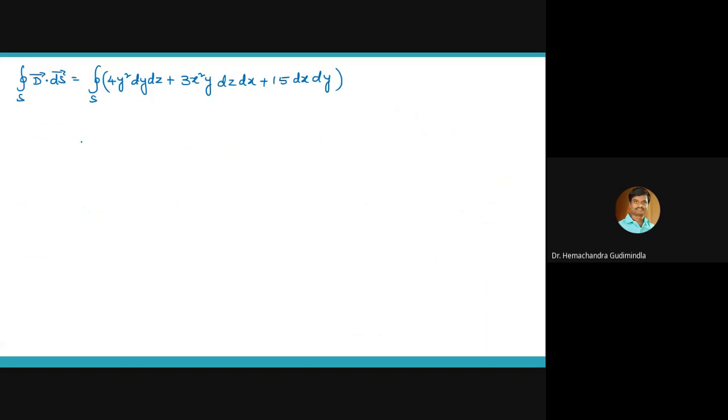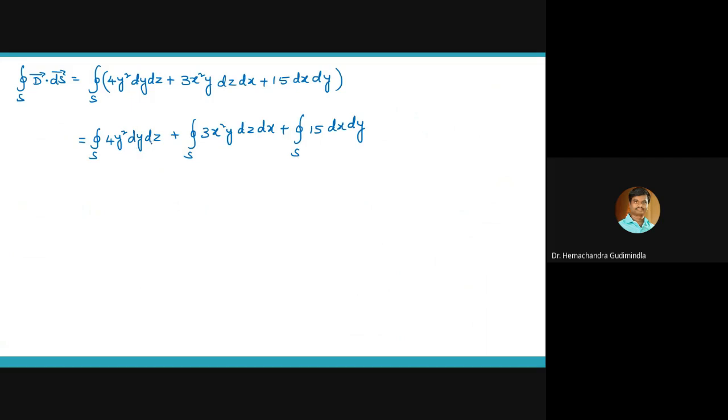Now the problem will arise whenever you are separating the integral terms, that is, the integral over the closed surface of 4y square dy dz plus the integral over the closed surface of 3x square y dz dx plus the integral over the closed surface of 15 dx dy. Most students get confused while doing the divergence theorem, so we need to be very careful.